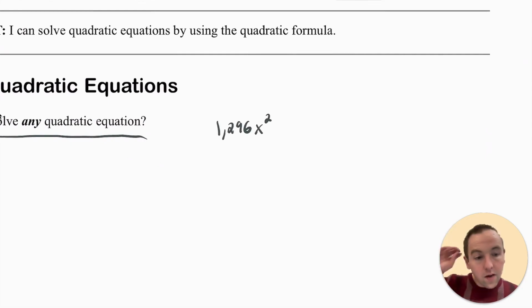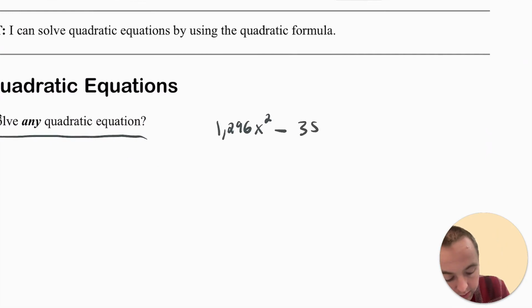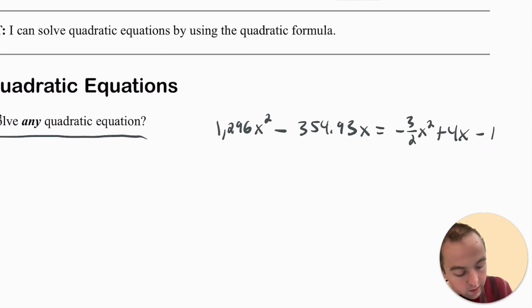Like what we really mean by this is we could have something just absolutely crazy, like just kind of making this up. 1,296x squared minus 354.93x, and suppose that was equal to negative 3/2 x squared plus 4x minus 17.5, right? So just lots of interesting stuff going on. Would it be possible for us to solve that equation? Is there a nice way to be able to do so?